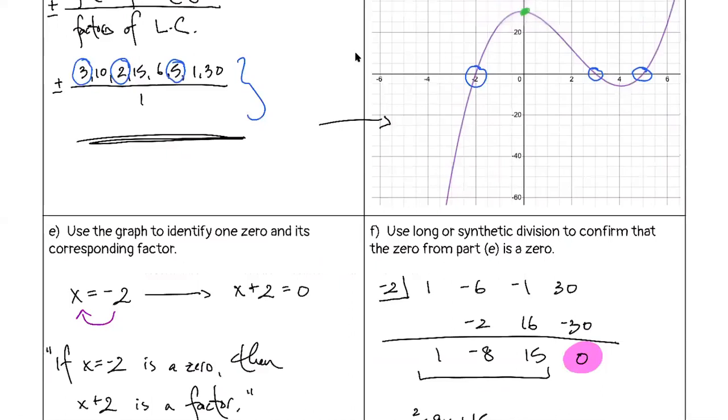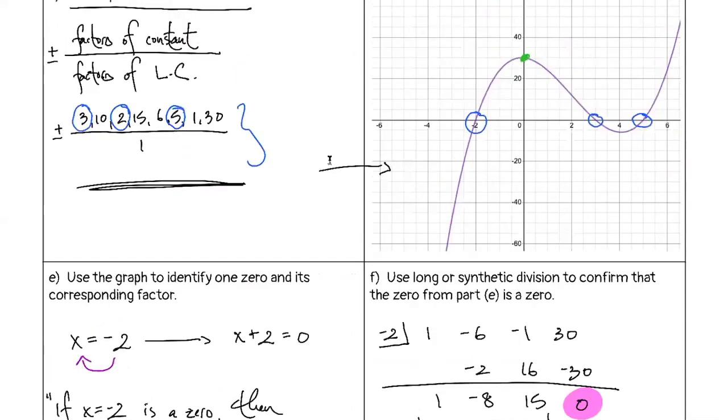Let's go back to our graph. Tell me another 0 that I could try. So we tried -2. What is another guaranteed 0 of this polynomial? Sorry, Richard, I think I missed what you said. 3. 3, yes, okay.